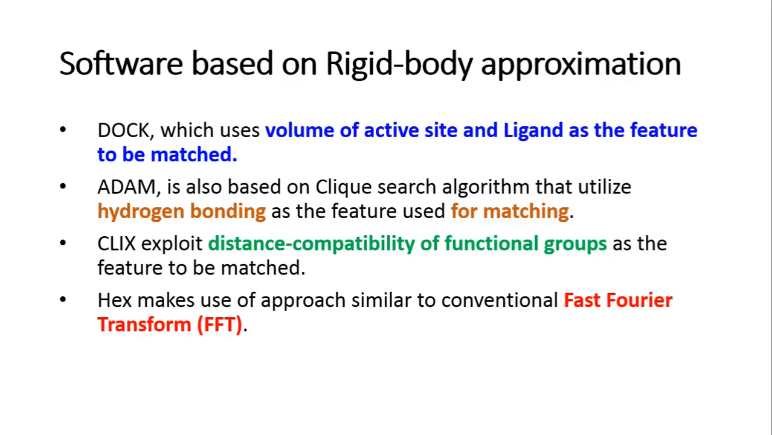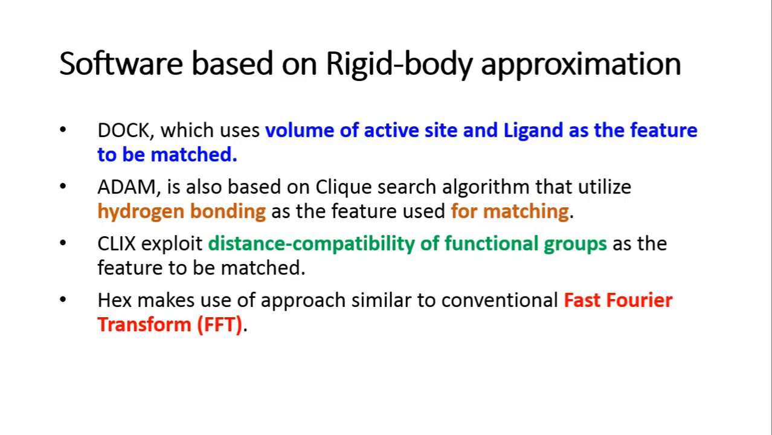Now, what does CLIX exploit? It exploits distance compatibility of functional groups as the feature to be matched. Say, for example, if there are hydrophobic patches in the protein's active site, a hydrophobic patch can form if there are hydrophobic amino acid residues like alanine, valine, isoleucine, right? These are, for example, non-polar amino acid residues.